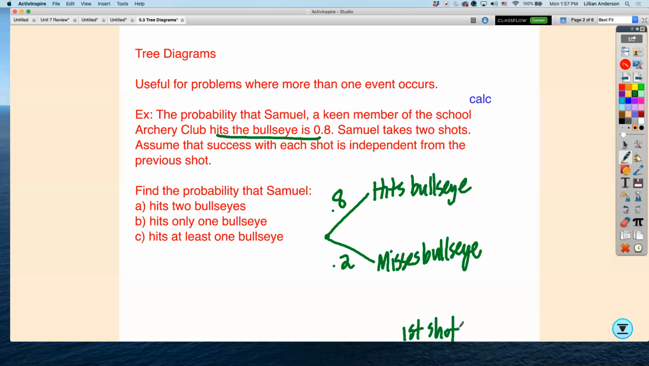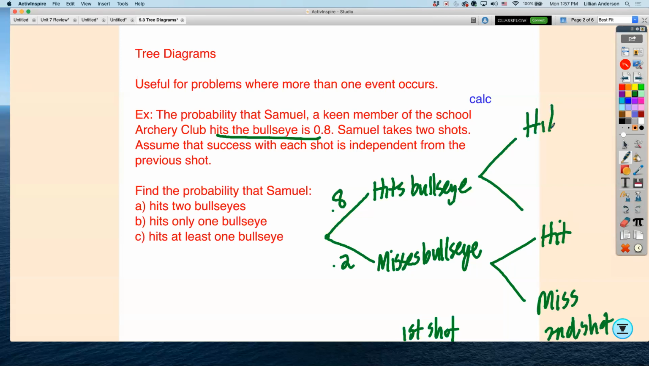How many shots does he take? 2. And so whether or not he hits or he misses it, he's taking another shot, which means that what outcomes could happen? Again, hit or miss on both of them. Exactly. So that means from hit and also from miss, you're going to have 2 branches as well to represent the fact that he's either going to hit the bullseye or miss the bullseye on his second shot, regardless of his first shot, because they are independent of each other.